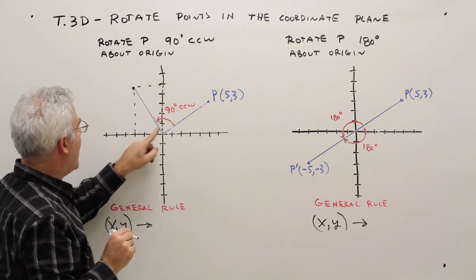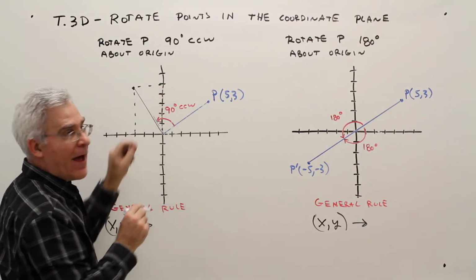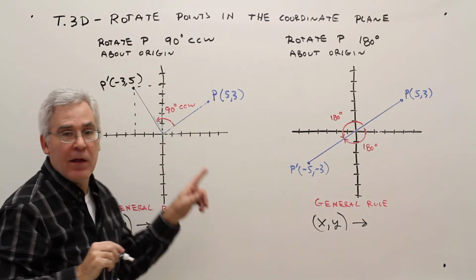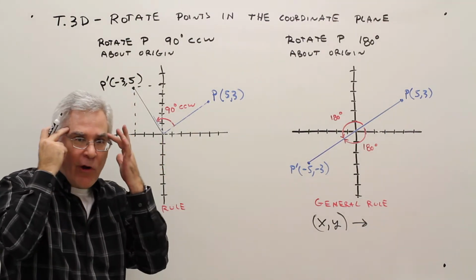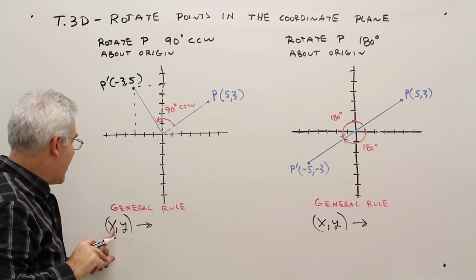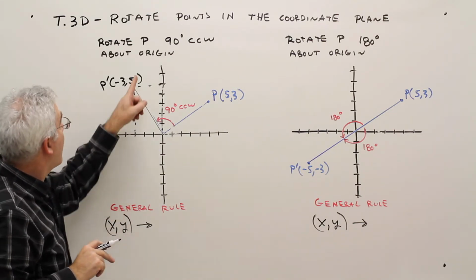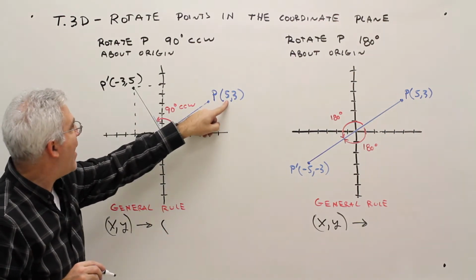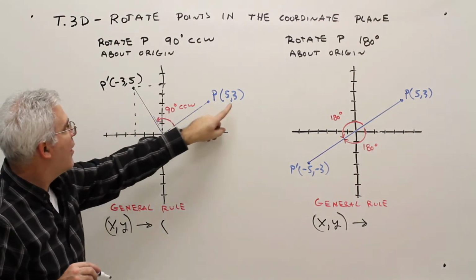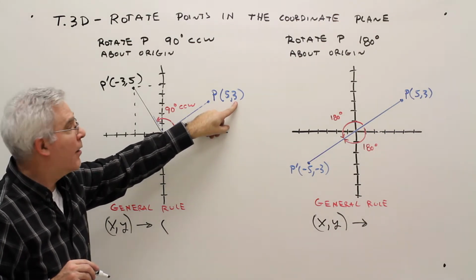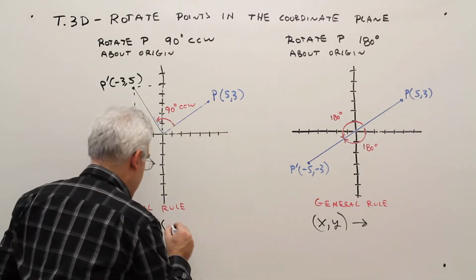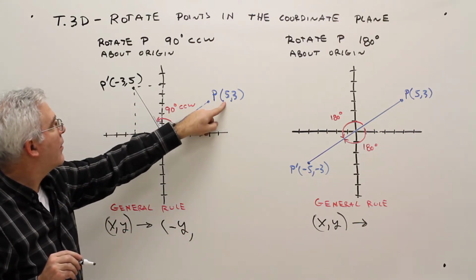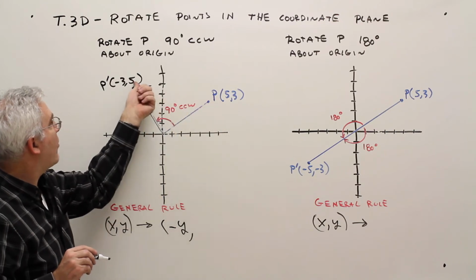Negative 1, 2, 3, positive 1, 2, 3, 4, 5. So P prime is negative 3, positive 5. And then once I do that, I can try to remember the rule. Any point x comma y, according to this transformation, turns into, well, the 5, the negative 3. So it was really this y coordinate became opposite and went first. So there'll be negative y. And then this x coordinate stayed the same and turned into the y coordinate.